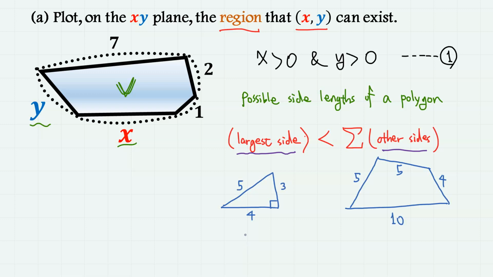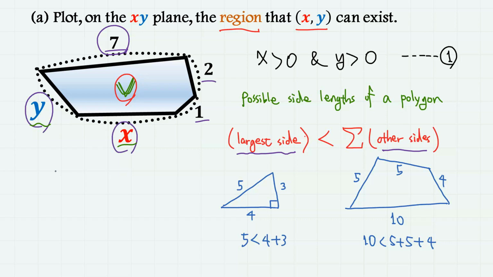So in these cases, you can clearly see that 5 is less than 4 plus 3, and 10 is less than 5 plus 5 plus 4. But here in our pentagon case, we have a problem. Among 7, 2, and 1, it is obvious that 7 is the largest. But we do not know what is the largest length among 7, x, and y. Therefore, we need 3 inequalities.